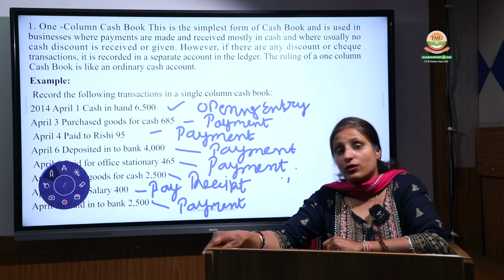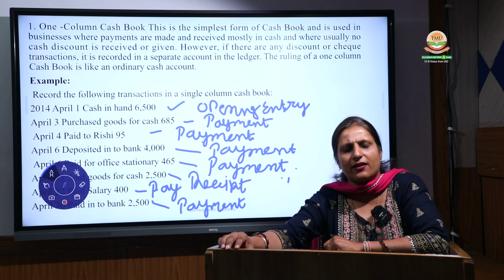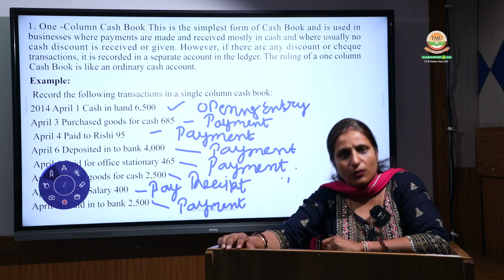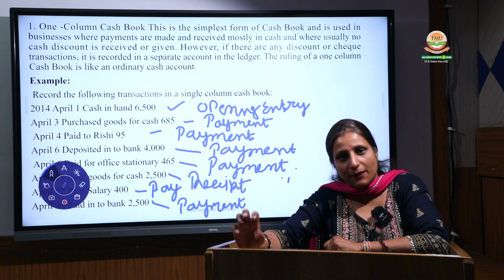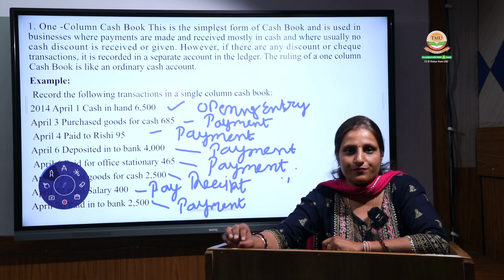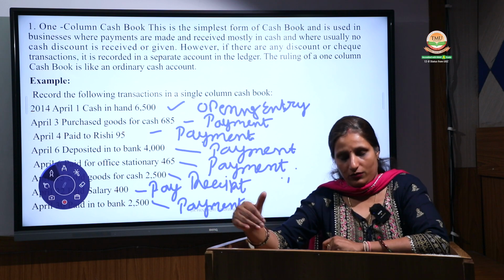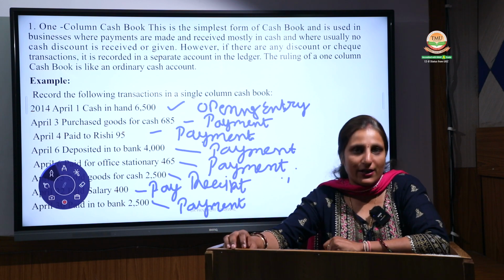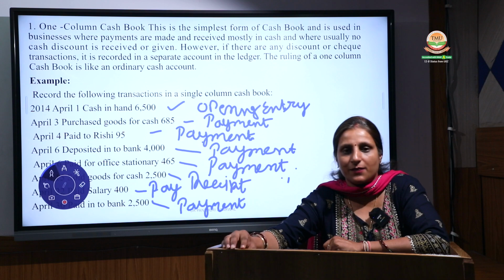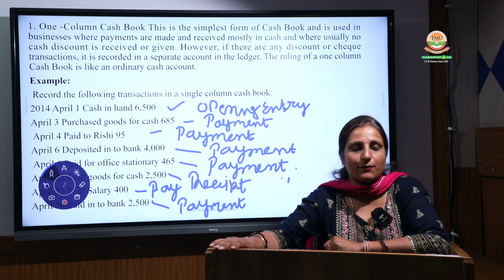Deposited into bank, 4,000. As I am preparing the cash account, this is an entry on the cash in hand side. I have to deposit cash in my bank. This cash goes from my hand and gets deposited in the bank. So you will do the entry of bank account debit to cash account. Bank is receiving, so bank becomes debit, and you are paying the cash, so the cash account will come on the credit side.